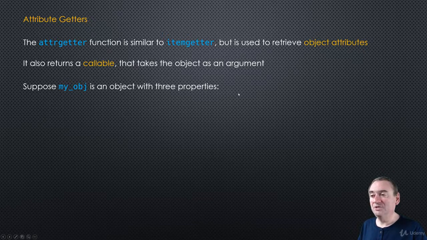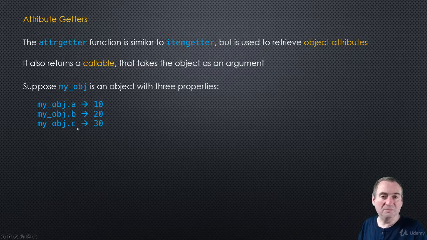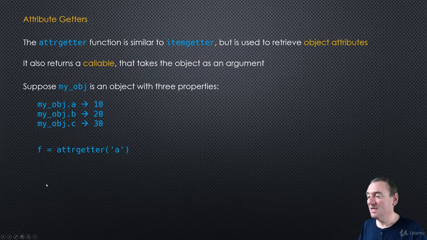Suppose my object is an object with three properties. Let's say it has properties A, B, and C. And maybe it's got a bunch of other ones. It's got methods as well, and so on. Let's focus on properties right now, and we know of 3: A, B, and C. A is 10, B is 20, and C is 30 for this particular instance, right? My object is an object, not a class, it's an instance. So now we set f equal to attribute getter A. So now this is a callable that's going to look at the attribute A, but it still needs the object, right? It doesn't know where it's going to get that attribute from.